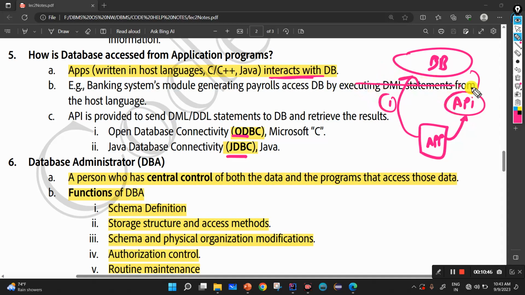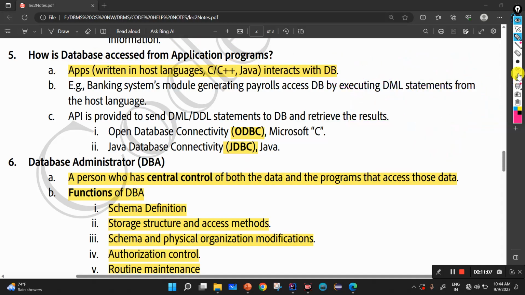So this comes under our DBMS. Got the point? So our app connects, there is a DBMS, and with the help of this kind of thing we can connect our app with our DB. So this is how data is accessed from an application program.